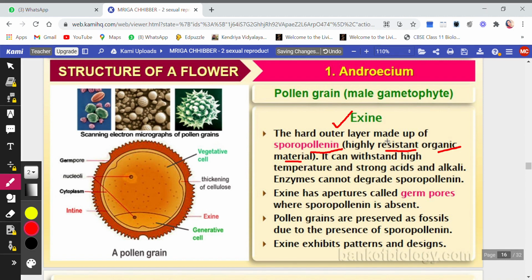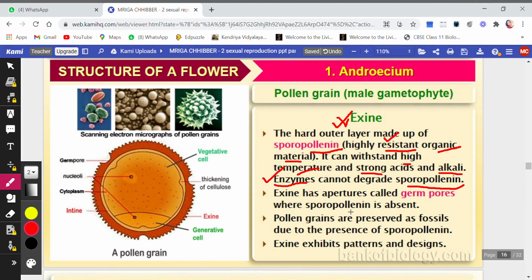And why are we calling it highly resistant? Because it can withstand high temperatures. Okay, it can withstand strong acids and alkali attacks, and no enzyme, children mark my words, no enzyme on the earth can degrade sporopollenin. There is no enzyme known till now which can degrade sporopollenin. So exine is the outermost covering which is made up of sporopollenin. It is highly resistant organic material.